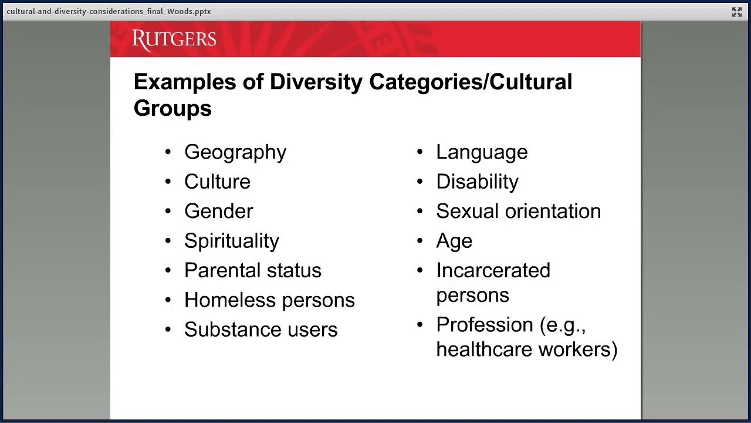Parental status. Some households may have more than one generation that lives in the household, and this may pose a question of who makes the decisions. We have homeless persons, substance users. It could be language, disability, sexual orientation, age, incarcerated persons, or profession. Example, a healthcare worker can be a cultural group.